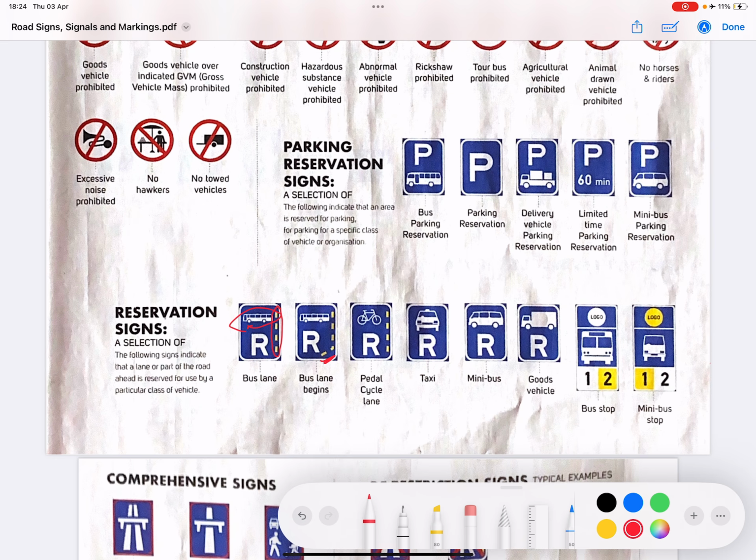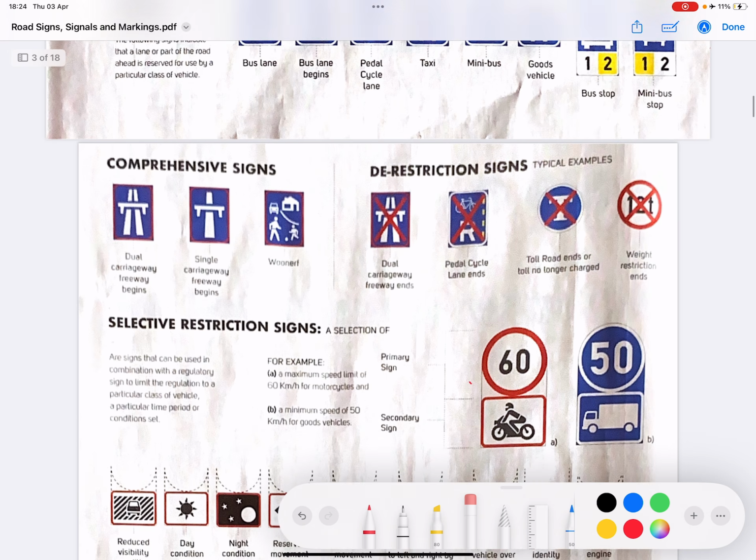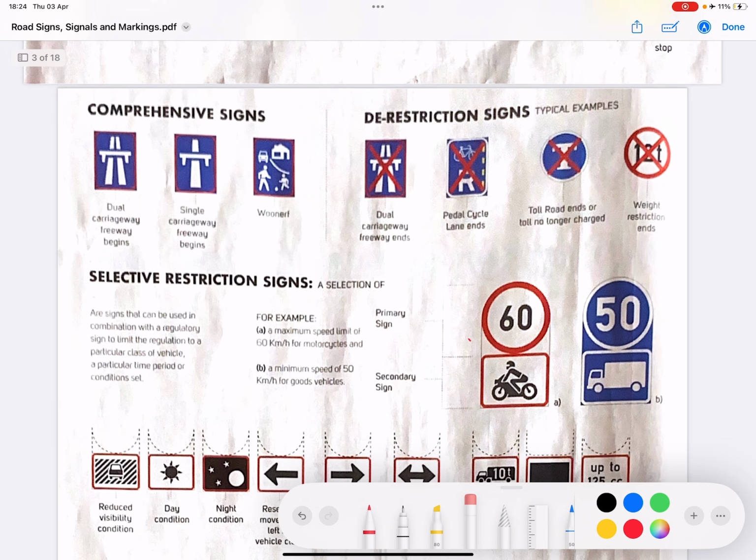Beginning lane. When the lane is beginning, you see it with this. The lane for buses begins here. There's a lane for bicycles. A lane for bicycles. Roadway for taxis. For taxis. All right. And then you come to comprehensive signs.